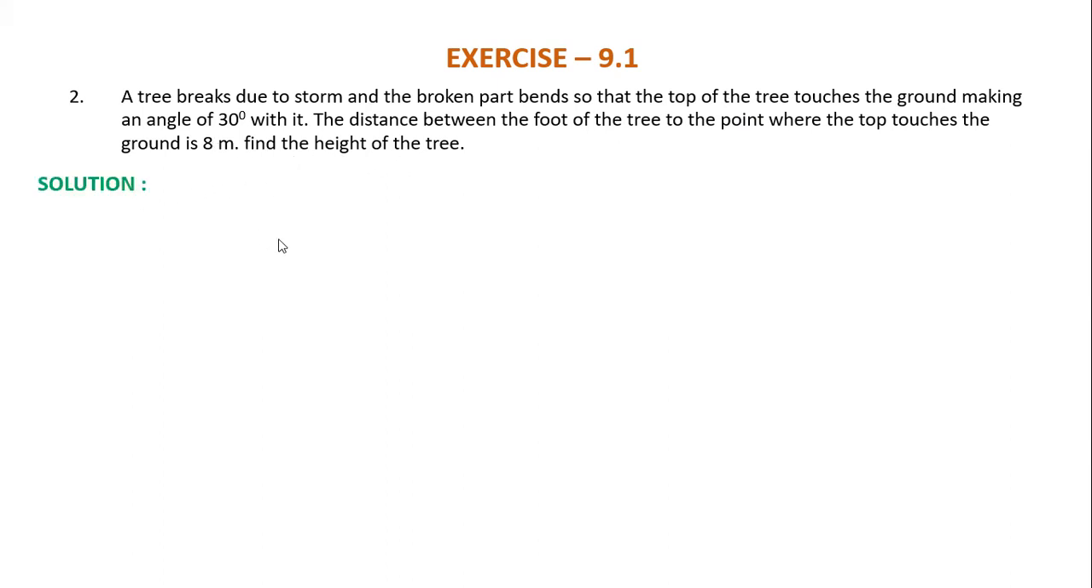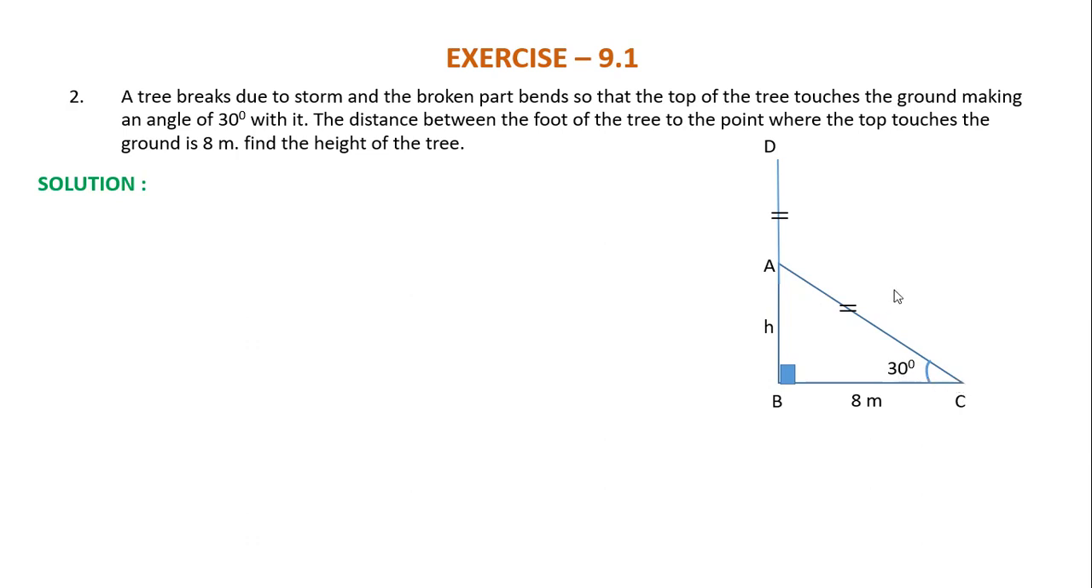Okay, now see this. This is the tree. AD is a tree. This is a complete long, tall tree. Due to storm, the tree breaks from this point, and this AD part falls on the ground. So that means this length and this length must be equal because the same thing comes and touches the ground. And the angle which it makes with the ground is 30 degrees.